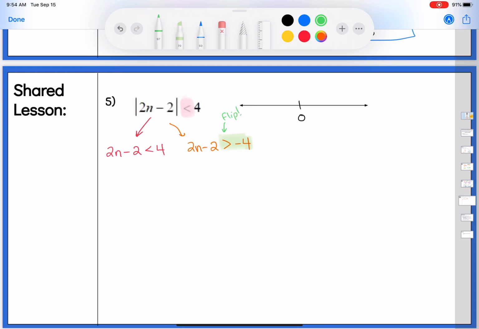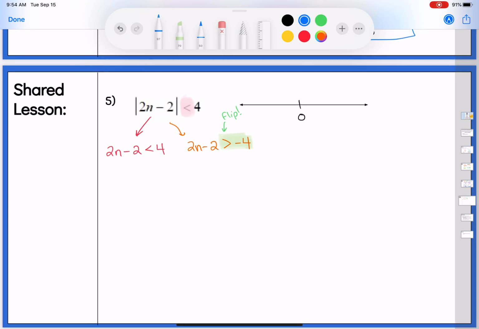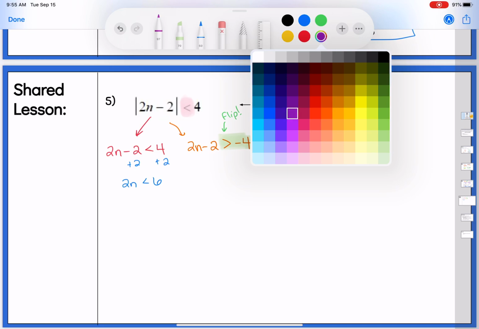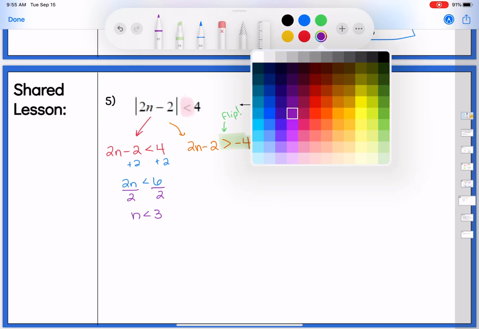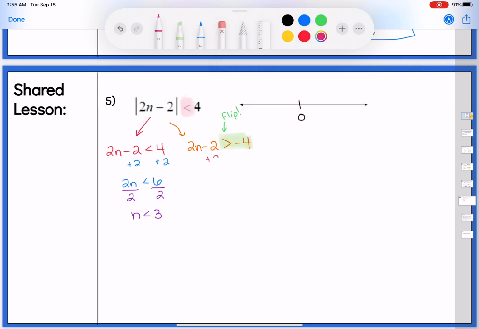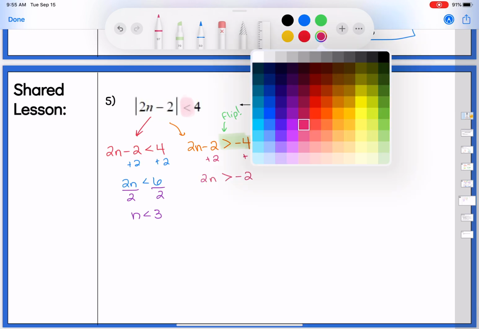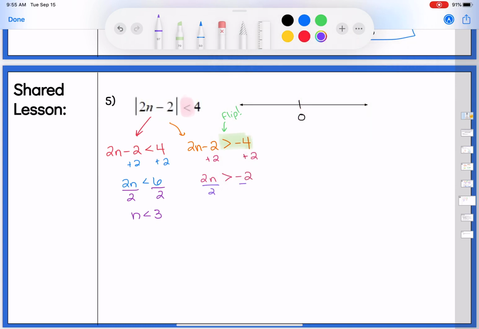All right, and that's going to move things from the negative side towards 0, just like the other one will move it towards 0 from the positive side. All right, now I have my two equations, so I'm going to go ahead and solve each one. So I'm going to add 2 to both sides over here on the left. I get 2n is less than 6. I'm going to divide both sides by 2, so I get n is less than 3. Okay, then I'm going to add 2 to both sides on the right. I get 2n is greater than negative 2, and I am going to divide both sides by 2 over here, and I get n is greater than negative 1.